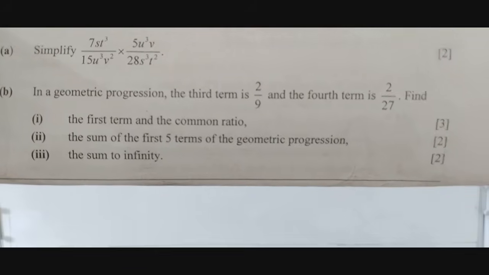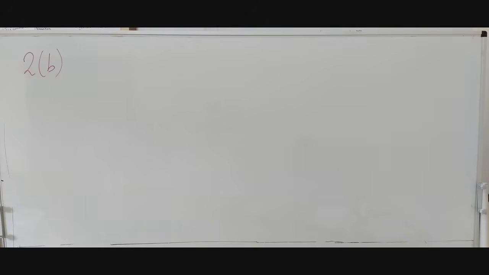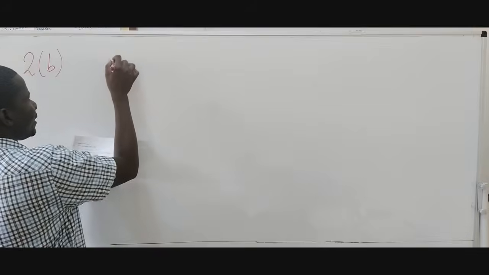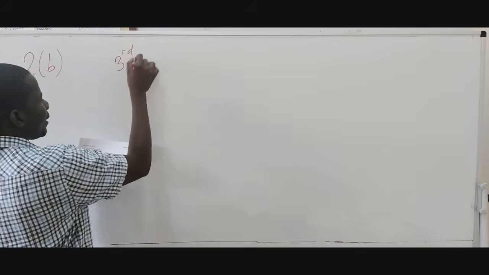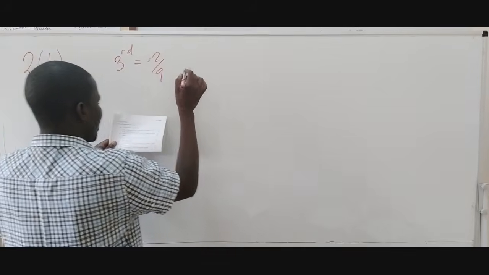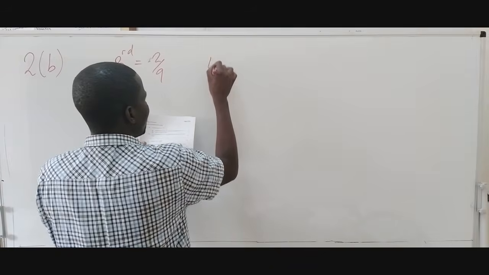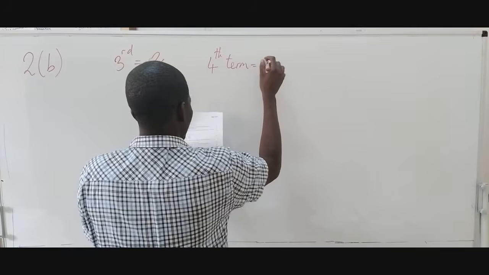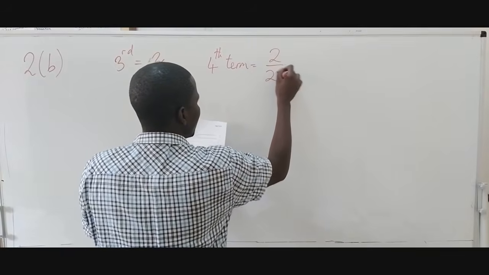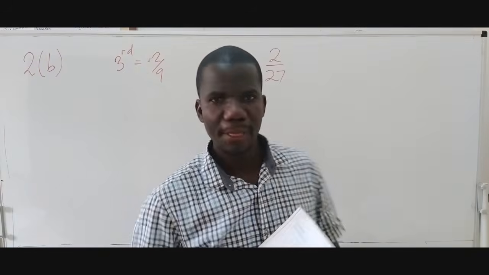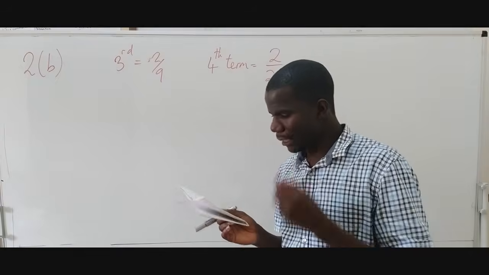Okay, so here is the question. You can copy this question. Question 2b: we are told that in a GP, the third term is equal to 2 over 9, and the fourth term is equal to 2 over 27. Then we need to find the first term as well as the common ratio.